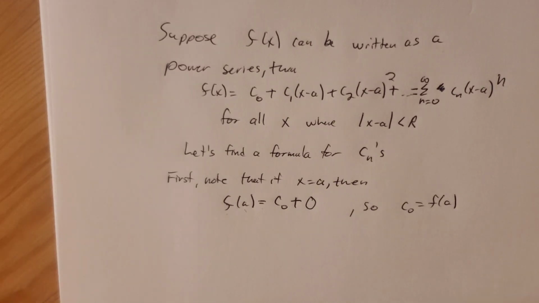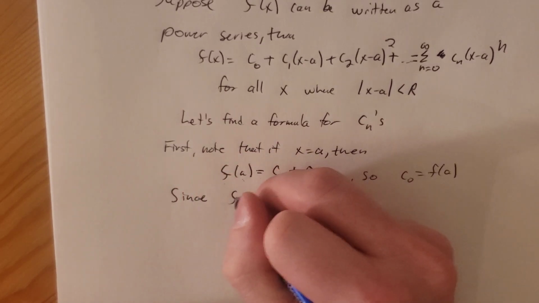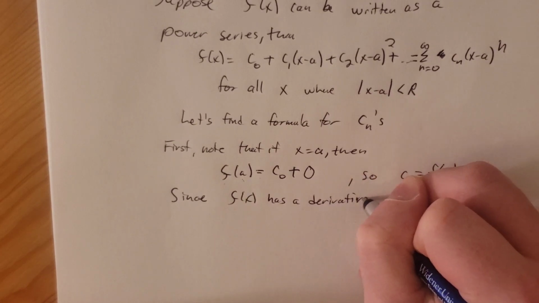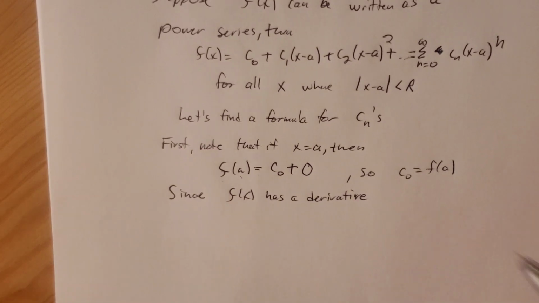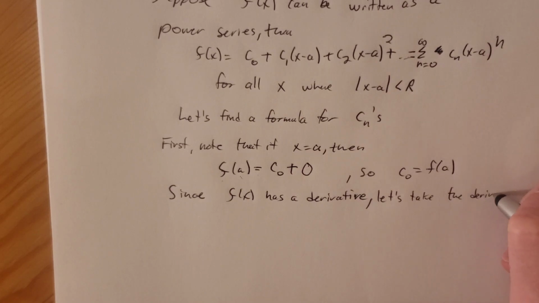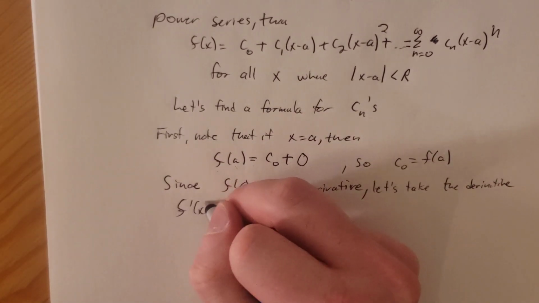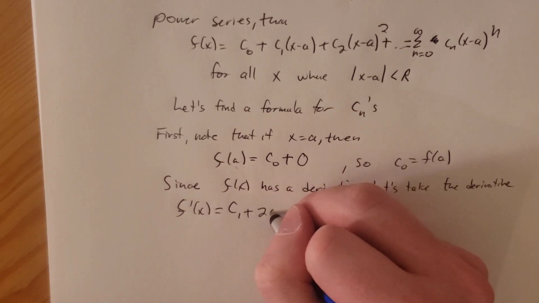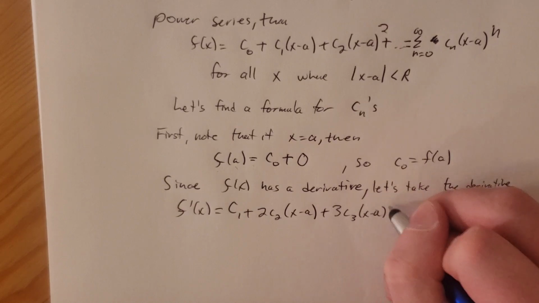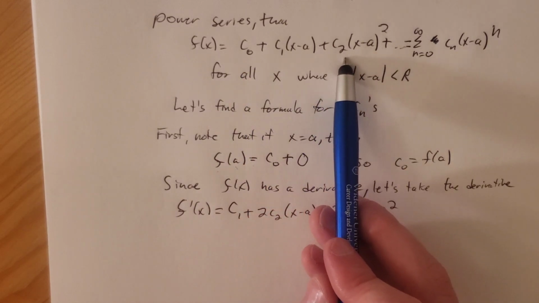All right. Let's see if we can do something similar for the others. Since f of x has a derivative, right? It's one of our assumptions we are making. So we have a function that is differentiable. Let's take the derivative. All right. Well, then f prime of x is equal to c1 plus 2c2 times x minus a plus 3c3 times x minus a squared. Right? I'm just taking the derivative of each one of these terms up here in our power series representation.